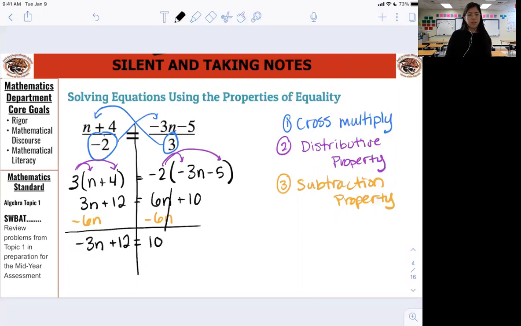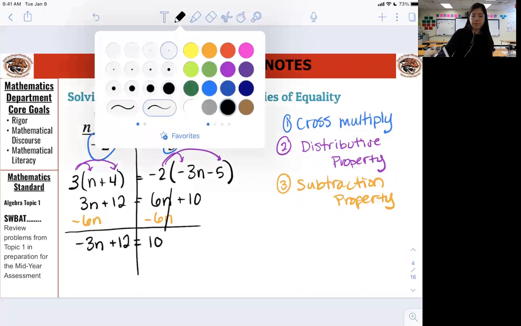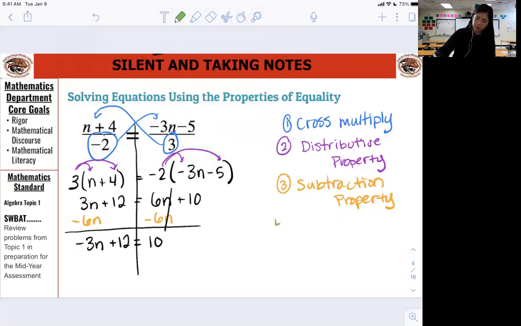And now what needs to go away? The 12. The 12. Yeah. How do I move that 12 over? Subtraction. Subtract it. Good.